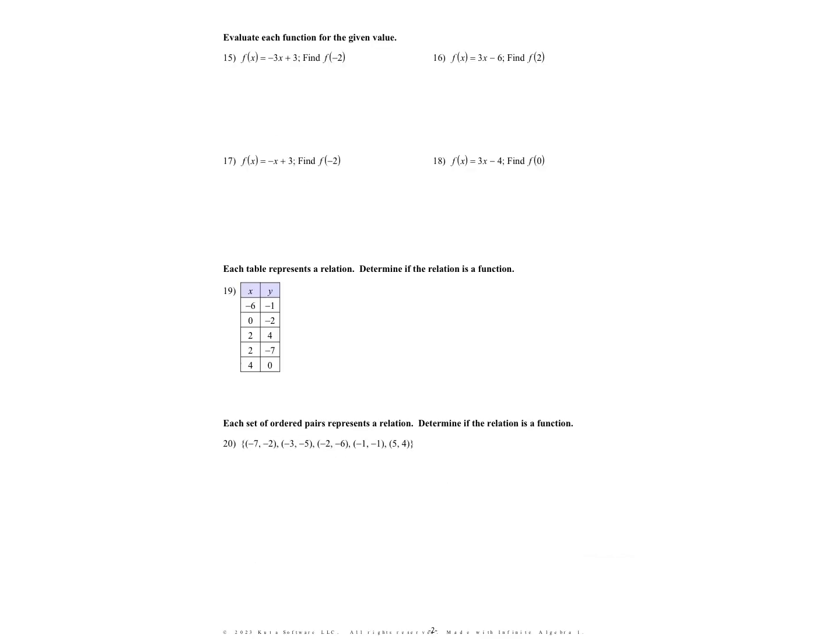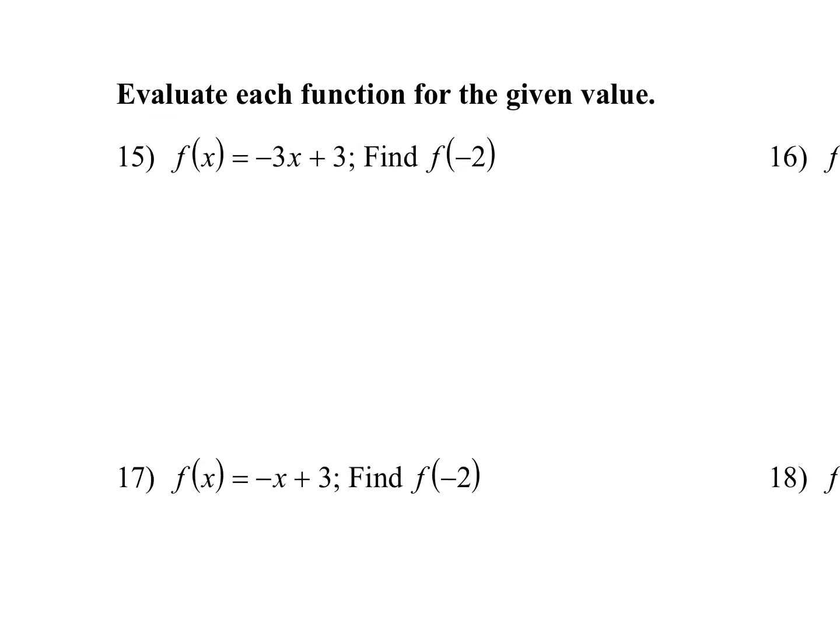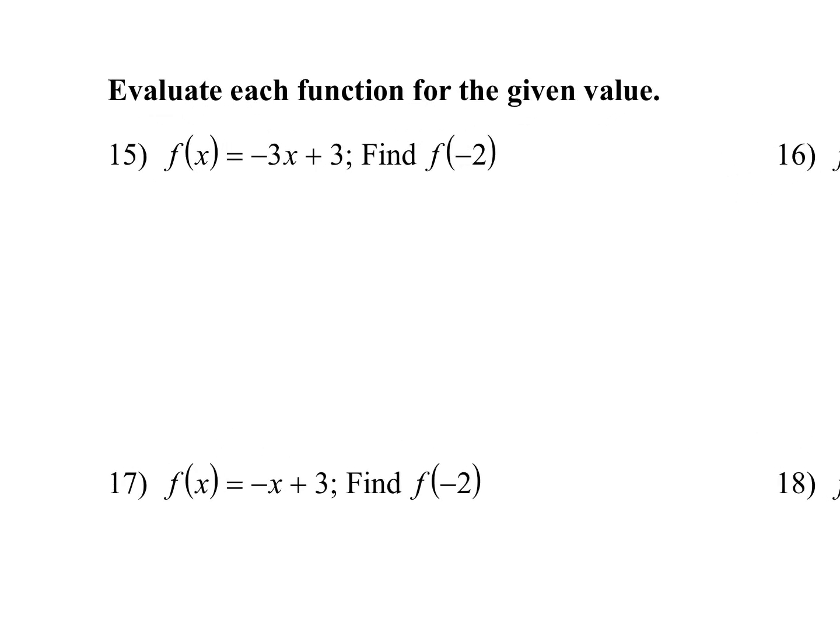All right. Next page, we want to evaluate each function for the given value. So it gave us f of x equals negative 3x plus 3. We want to find f of negative 2. So we started with f of x, but now we have f of negative 2. What do I do? Plug it in. We substitute negative 2 for all the x's. So we have negative 3 times negative 2 plus 3.